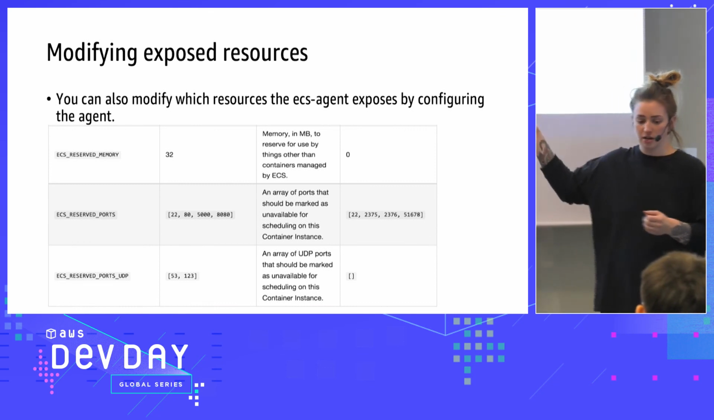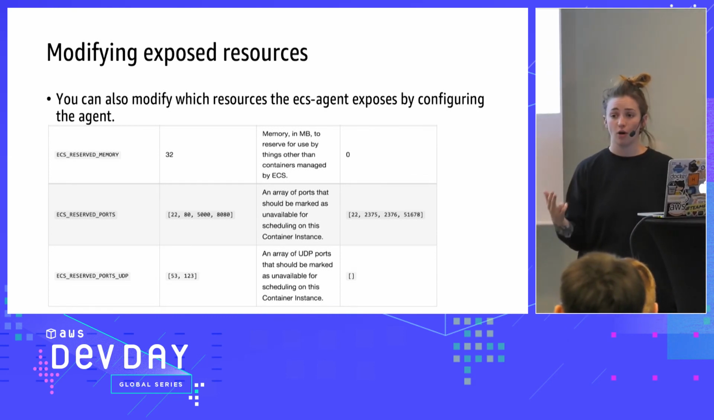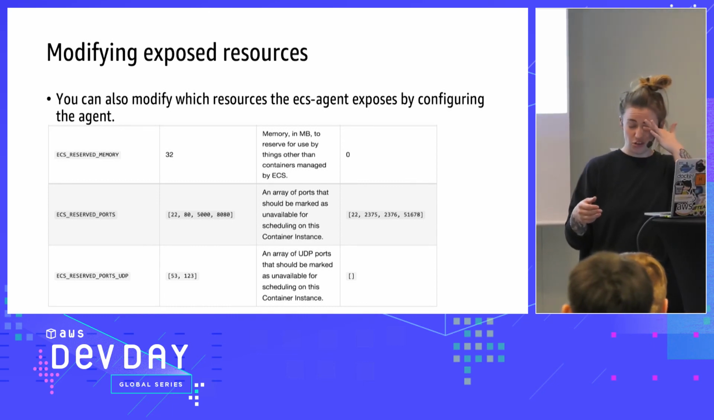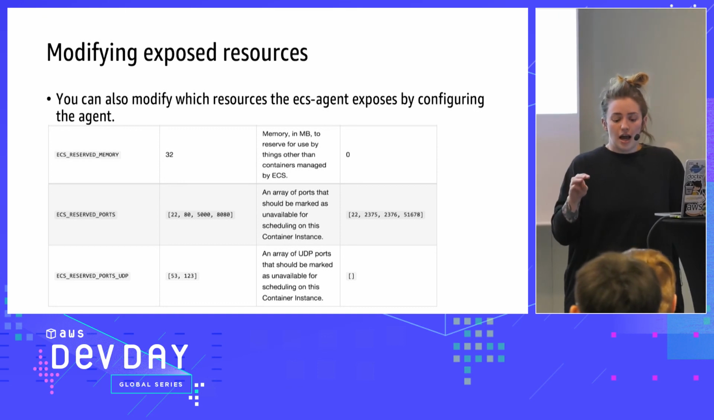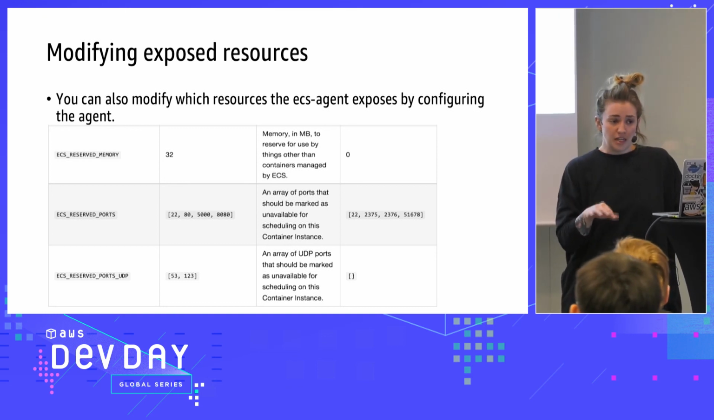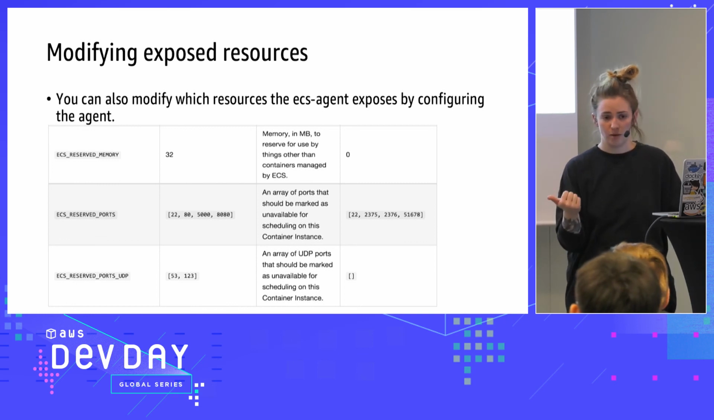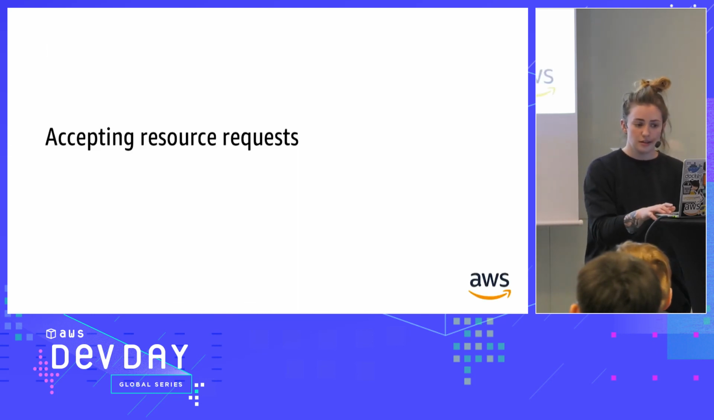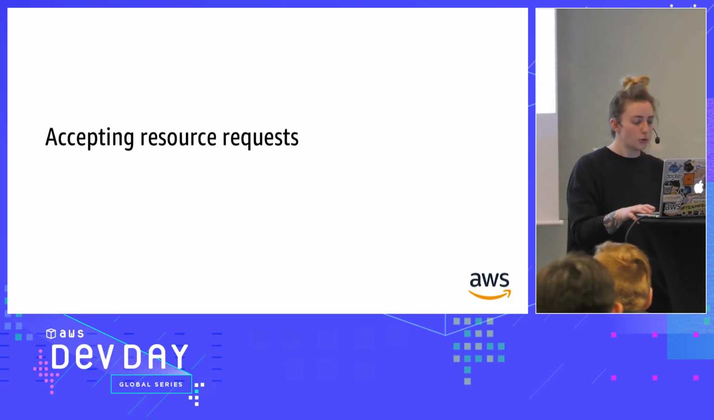And you can do those here. So I can reserve memory, I can reserve ports if I wanted to keep a port and not let ECS manage it, and I can reserve UDP ports. There are more of them, I believe. If you go to the ECS agent, it will list all of the options that you can pass back to it. So if you want to hide more resources from it, reserve ports, you can do all of that when you register your instance.